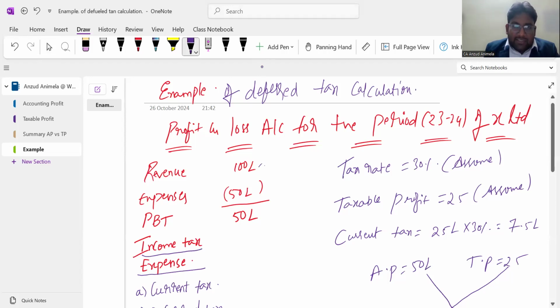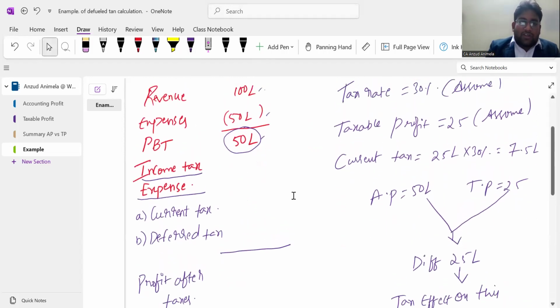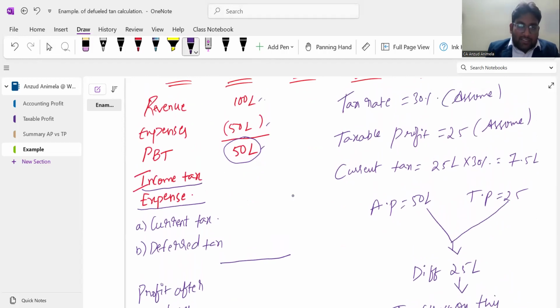Revenues are 100 lakhs, expenses are 50 lakhs, profit before tax is 50 lakhs. This profit before tax is also called accounting profit or accounting income. This is the profit before taxes. These are the income taxes. Profit before tax reduced by income tax will be profit after tax.